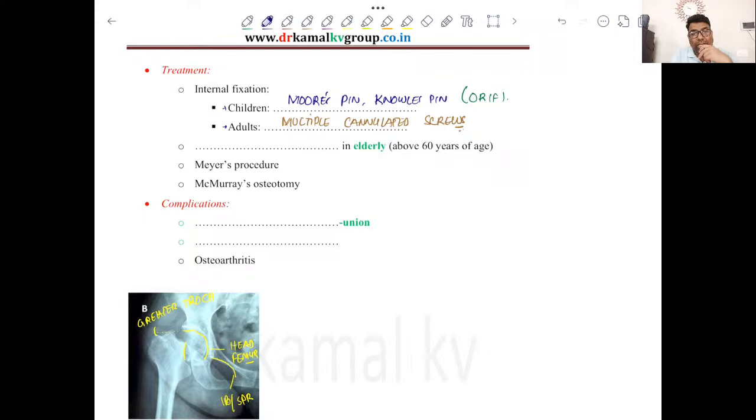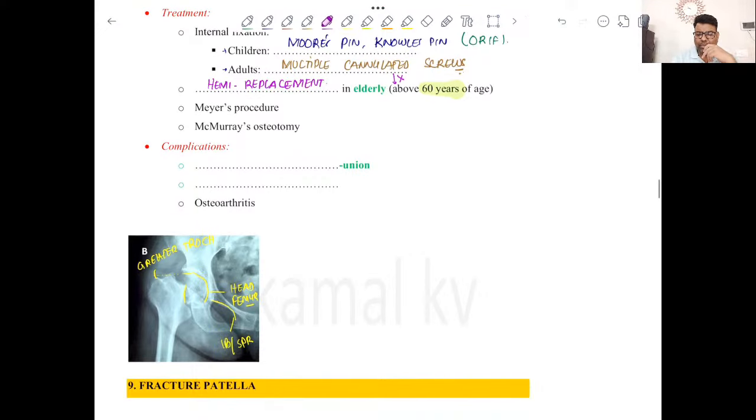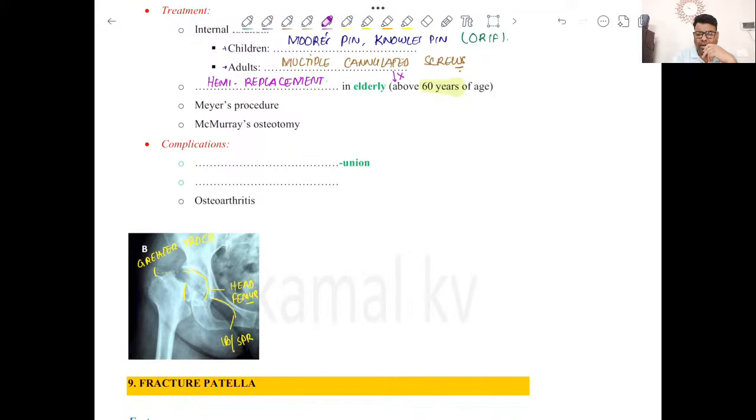Now especially in elderly people who are above the age of 60 years, if we need to do ORIF, this will not work properly. Multiple cannulated cancellous screws won't work here because the bone is osteoporotic. So what will we do? We will do hemi replacement arthroplasty, and when I say hemi, it means half.